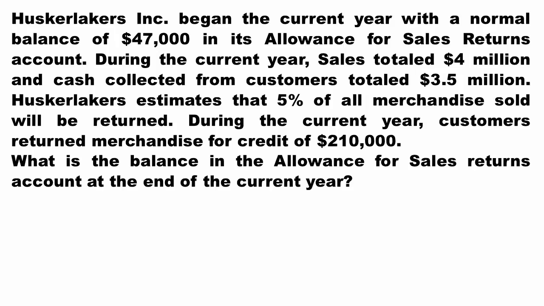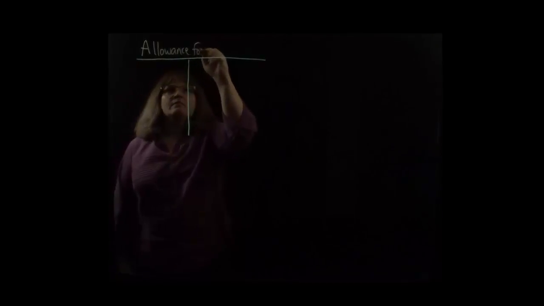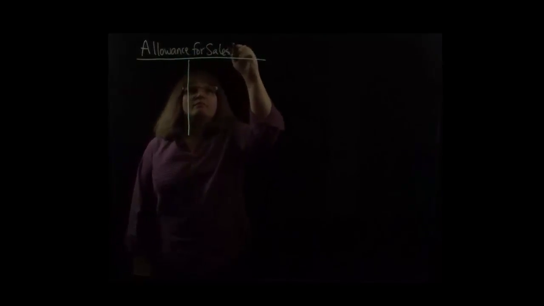Take a look at the problem. Pause the video for as long as you need to read it. Okay, so we're asked to determine the ending balance in the allowance for sales returns account. So we're going to start by drawing a T account for the allowance for sales returns. And they tell us that we started out with a credit balance of $47,000.